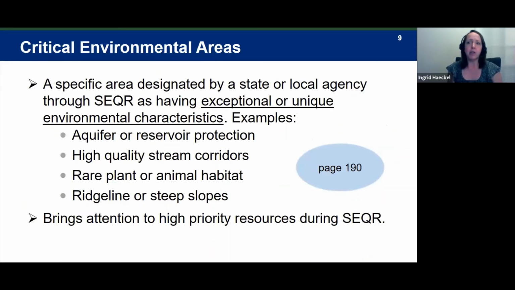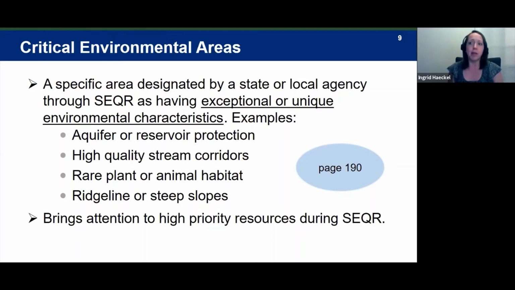Under SEQR regulations, local governments can also designate critical environmental areas, which are areas that have unique or exceptional environmental characteristics, and it helps bring attention to those places during SEQR, especially for things that don't have that standardized checkbox on the EAF form. Communities across the state have used this to designate features including important aquifers or reservoir protection areas, high quality stream corridors, significant wildlife habitats, ridge lines and steep slope areas, and other features.